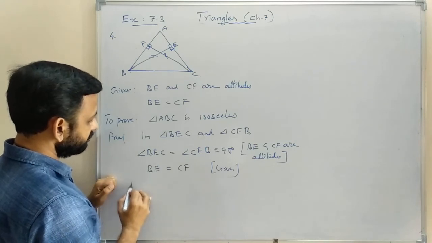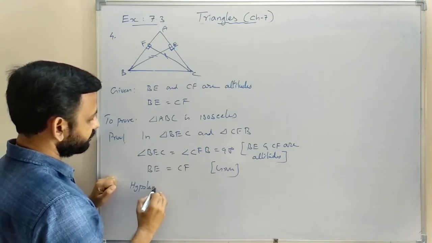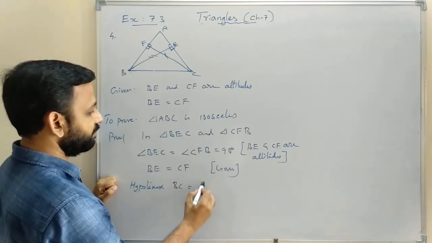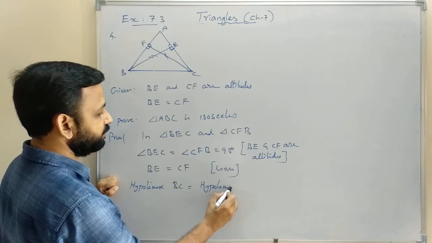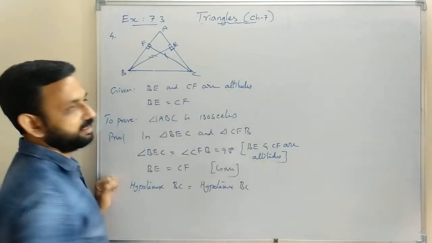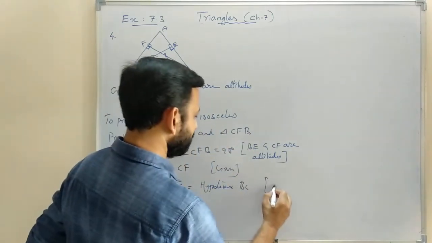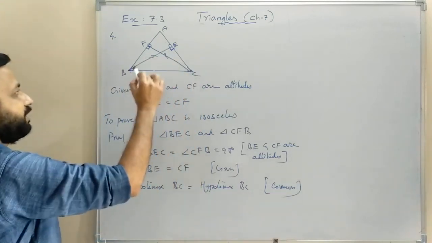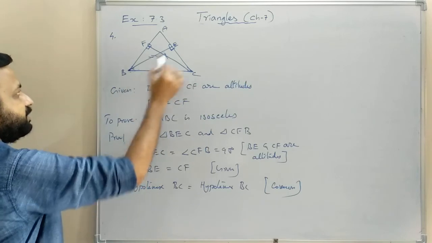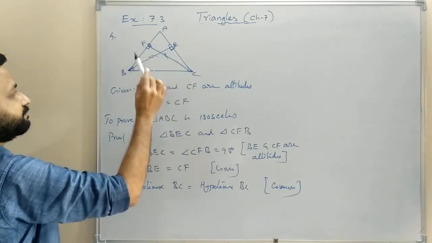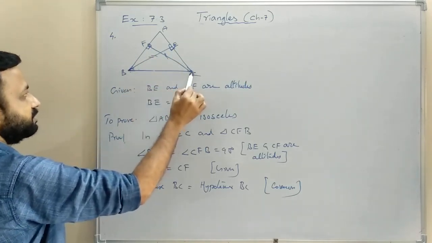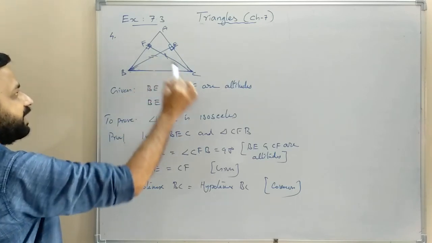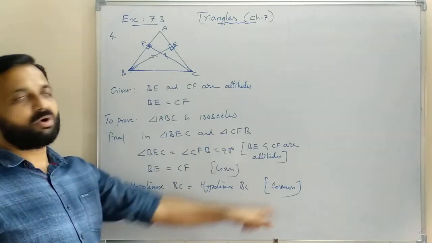So hypotenuse BC of this triangle equal to hypotenuse BC of that triangle. Reason: both of them are equal, reason common. So now we got these two triangles are right triangles. Then hypotenuse of this right triangle equal to hypotenuse of this right triangle, because common.